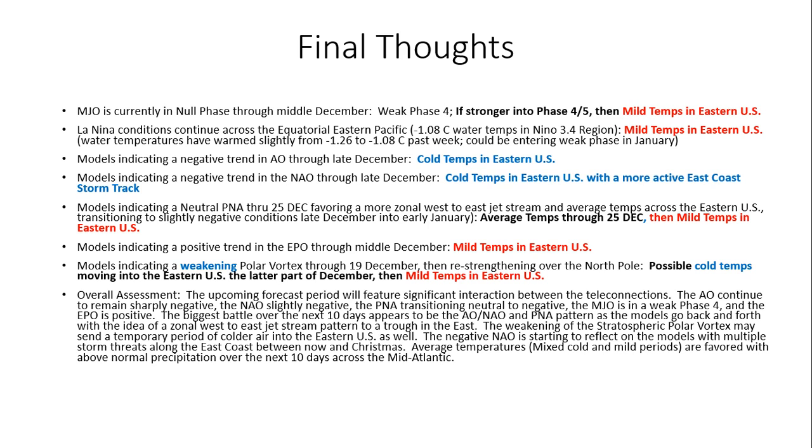Overall assessment based on the teleconnections for this week, as of the 11th of December 2020, look at the overall temperatures with the various teleconnections. MJO, La Nina, mild in the east, but then negative AO, negative NAO, colder and stormier in the east. Okay, so now we have an offsetting situation: two teleconnections saying milder, and two teleconnections saying colder.